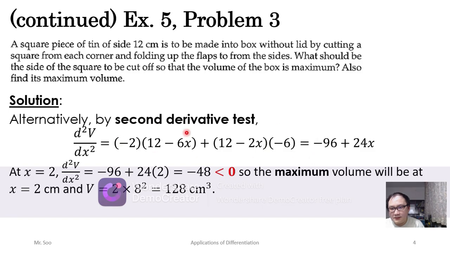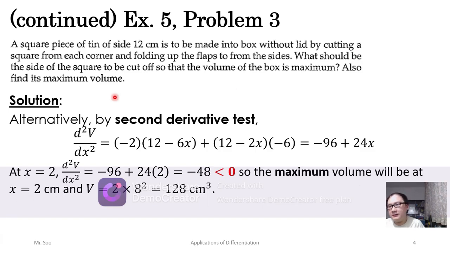You will get minus 96 plus 24x. This is what I mean: you differentiate the first term of the first derivative function, keep the second term, plus keep the first term, differentiate the second term, then you expand and simplify. Then you substitute the x value of the stationary point, which in this case is 2. So I sub in minus 96 plus 24 times 2. This is a negative value. When the second derivative is negative, it tells us that the maximum volume will occur at x equals 2 cm.